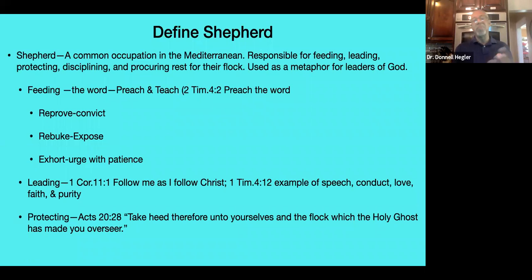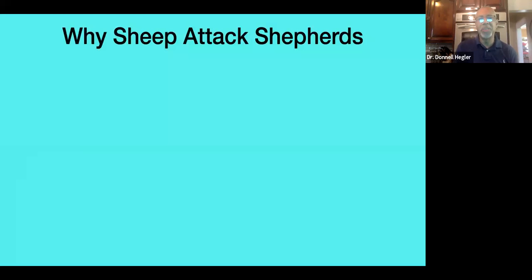Overseeing, the oversight, means that we've got to watch out for the wolf in sheep's clothing. We've got to watch out for those things that would play havoc in the life of the congregation. And so that is the responsibility of the shepherd. And here's the thing that you need to know about sheep.